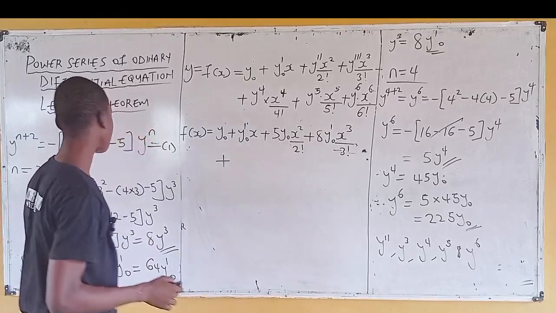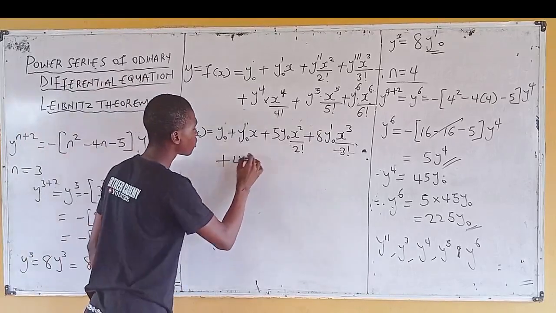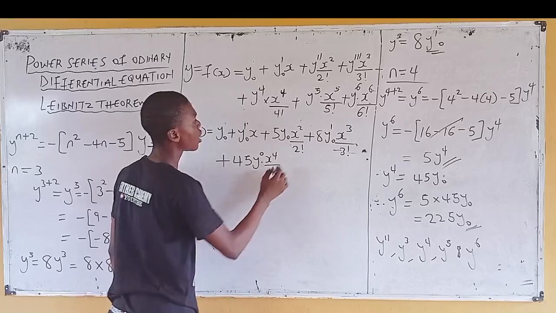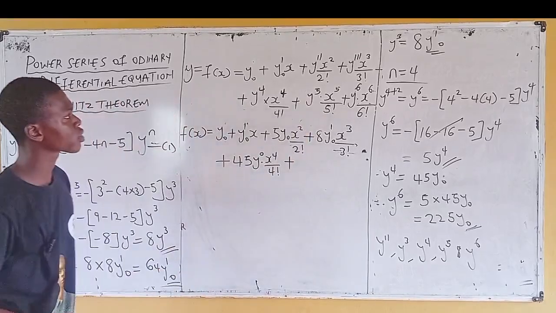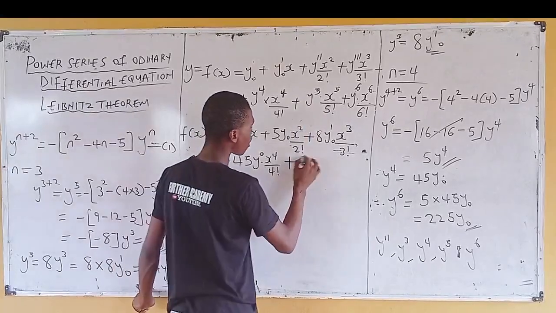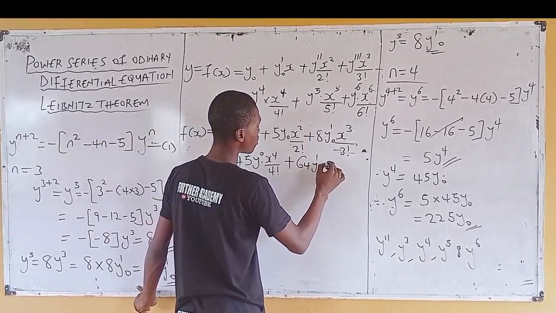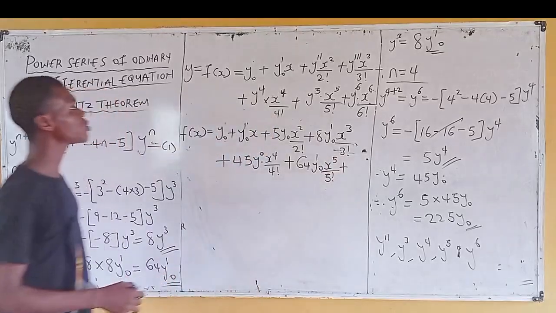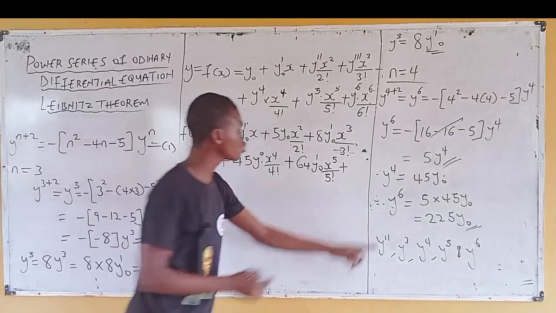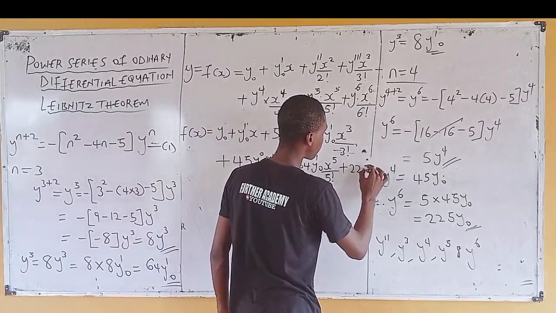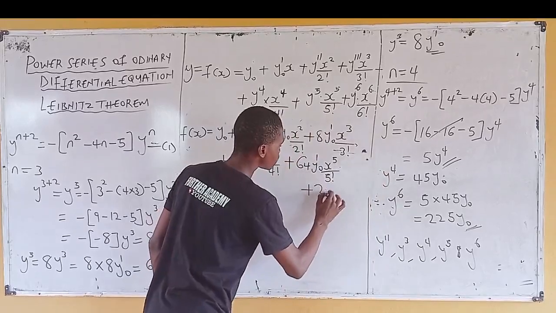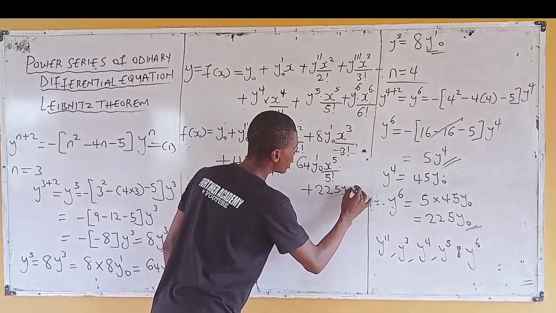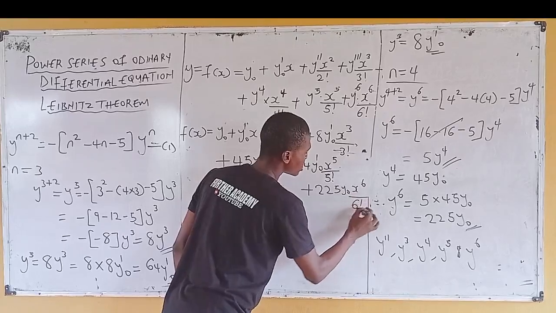Moving on, y raised to the power of 4. We got 45 y naught multiplying x raised to the power of 4 over 4 factorial. The next one, y raised to the power of 5, we got 64 y prime naught multiplying x raised to the power of 5 over 5 factorial. Lastly, for y raised to the power of 6, we got positive 225 y naught multiplying x raised to the power of 6 over 6 factorial.